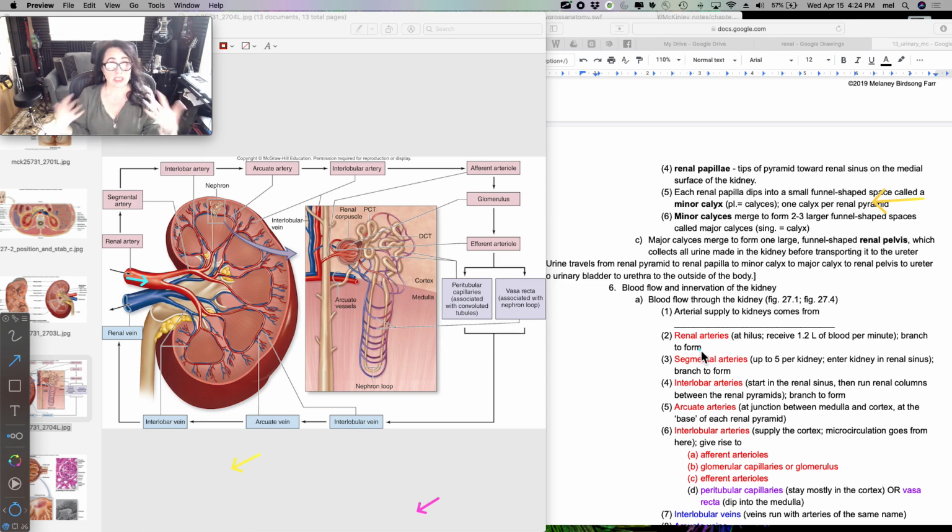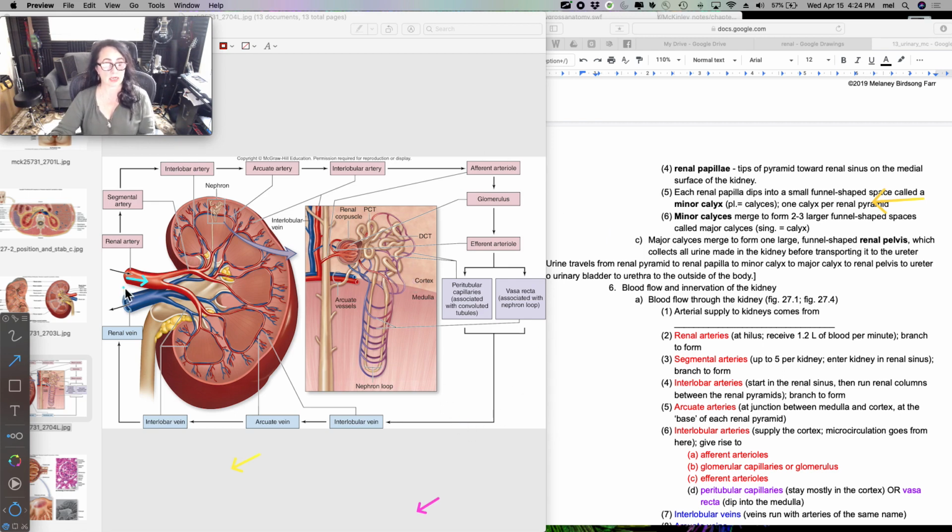They receive a ridiculous amount of blood, about 1.2 liters of blood per minute, when you only have about 5 to 6 liters. And then they're going to branch and they're going to form different regions of vessels as they go through. So we're going to do the gross anatomical blood flow, and then we'll go back and pick up the microscopic. So here's all the microscopic stuff right here.